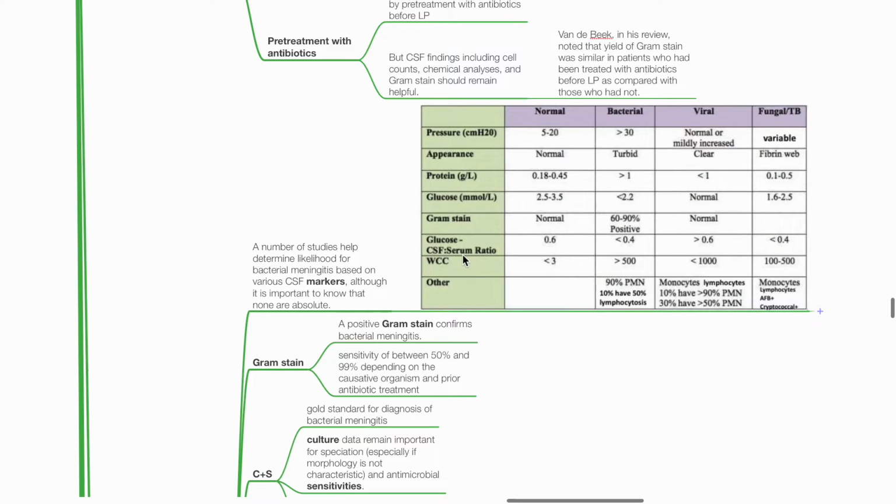CSF glucose to serum ratio, normal is 0.6. Bacterial infection, less than 0.4. Viral infection, more than 0.6. Fungal or TB infection, less than 0.4. Normal white cell count, less than 3. Bacterial, more than 500. Viral, less than 1000. Fungal or TB infection, 100 to 500.